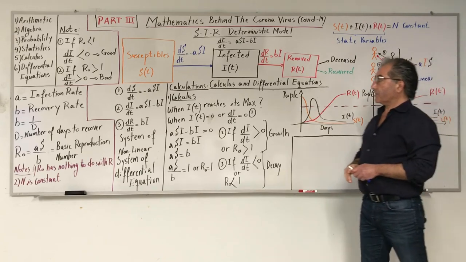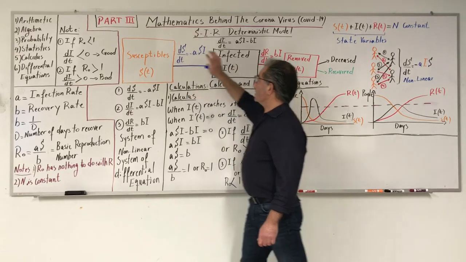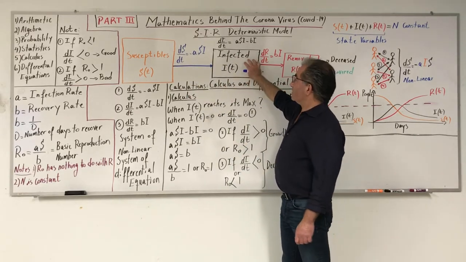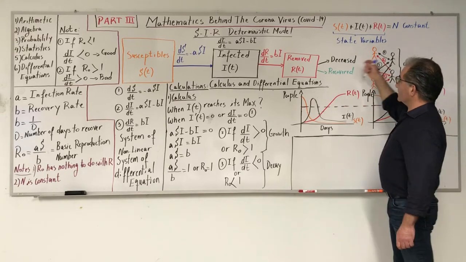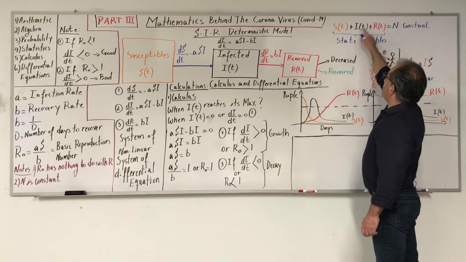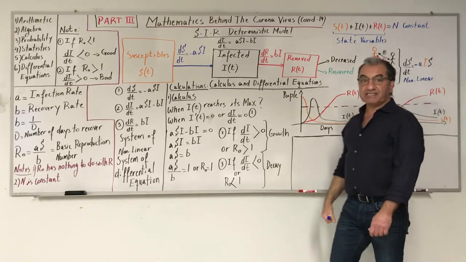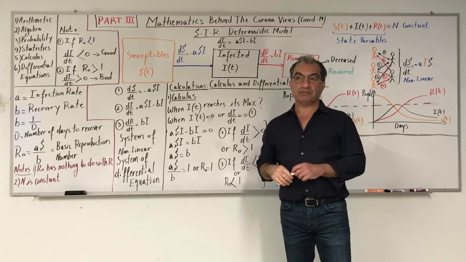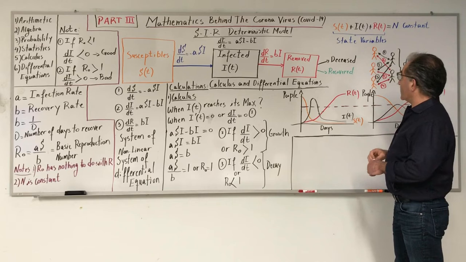So now I talked about the flow. I said there's a flow from susceptible to infected and from infected to removed ones. So basically we call those S of t, I of t, and R of t. In mathematics, these are state variables. Why do we call them state variables? Because they change with time.